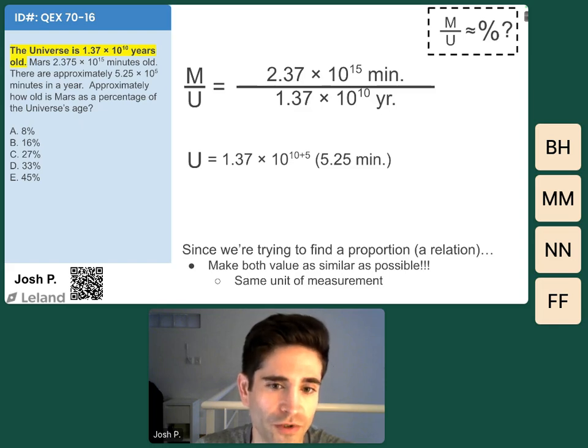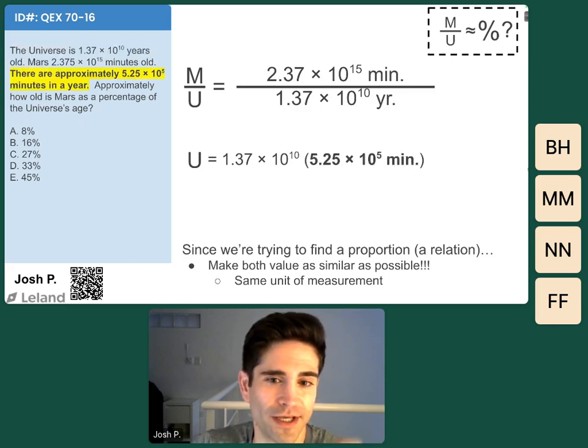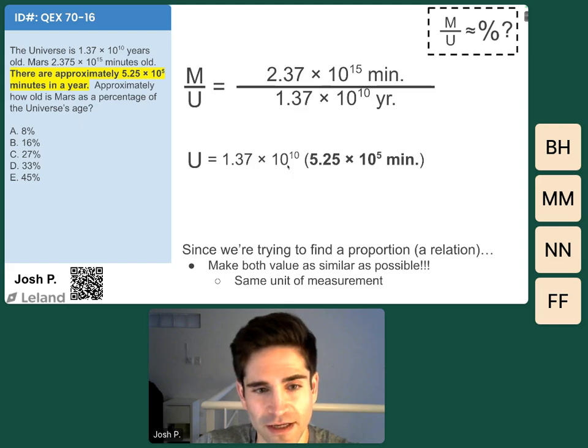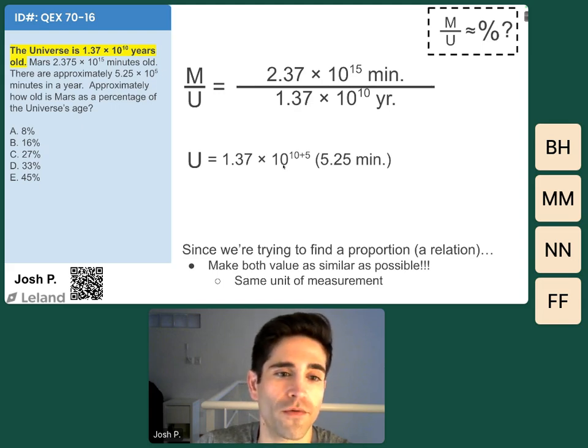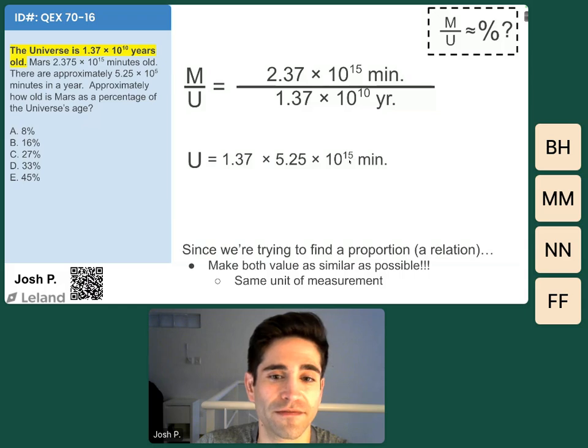And so if we use exponent rules, we can multiply the 10 to the 10th times 10 to the 5th essentially by adding the two powers. So we have 1.37 times 10 to the 10 plus 5, which is 10 to the 15th, times 5.25. This is how old the universe is in minutes.